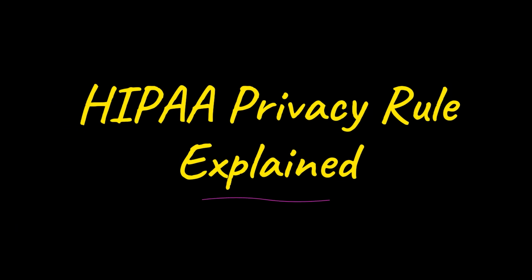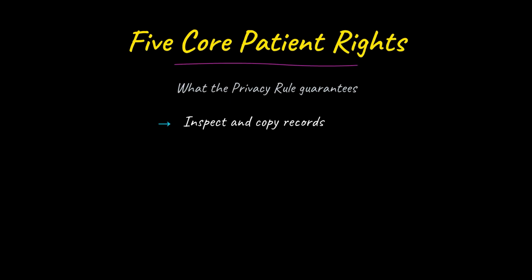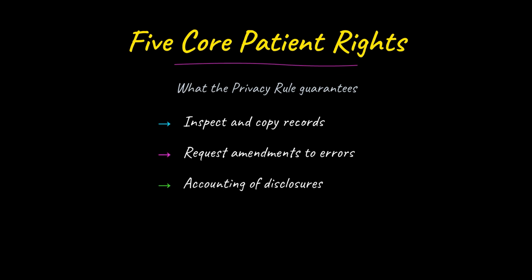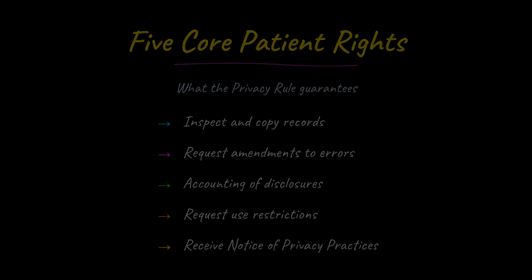The HIPAA privacy rule is the federal standard that defines what patients can expect from any organization holding their health information. It took effect in 2003 and did something genuinely new. It gave patients enforceable rights over their own records, replacing a patchwork of inconsistent state practices. The rule enumerates 5 key rights. Patients can view and copy their records, request corrections, learn who received their information outside of routine care, ask for limits on use, and receive a plain language privacy notice from every covered entity.